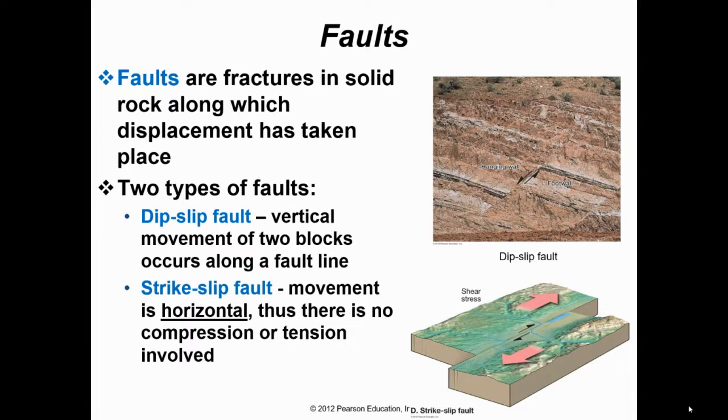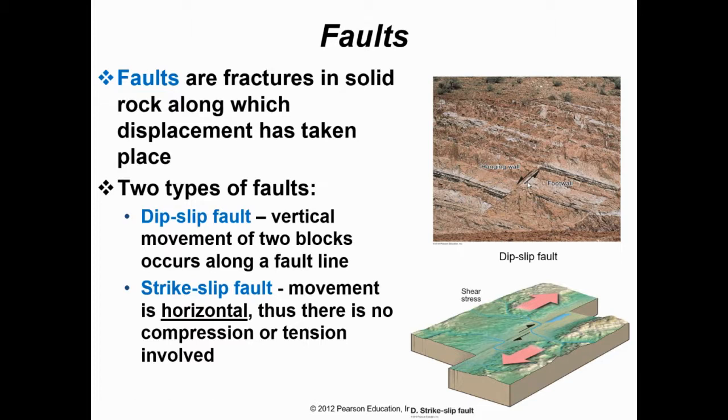Faults are simply fractures or cracks that occur in solid rock. It's those cracks, the faults, that when they do form, will separate two different blocks of rock. And one of those blocks is going to move in relation to the other. That's what you're seeing here. These black arrows represent the direction of movement.